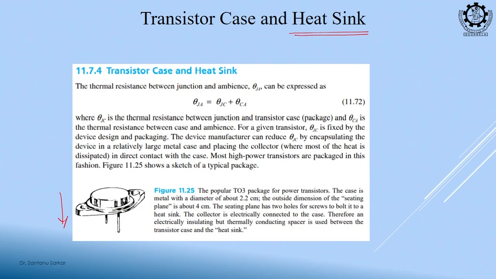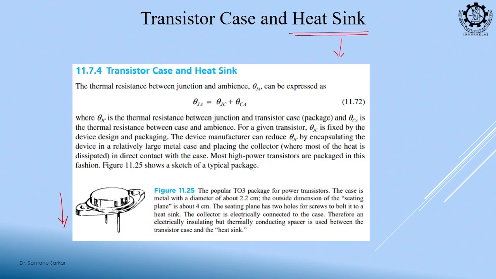It could dissipate the heat through this metal case. So, this metal case is acting as a heat sink. This picture is a popular TO3 package for a power transistor. The case is metal with a diameter of about 2.2 centimeter. The outside dimension of the seating plane is about 4 centimeter, and there are 2 holes for screws to bolt, and this acts as a heat sink.